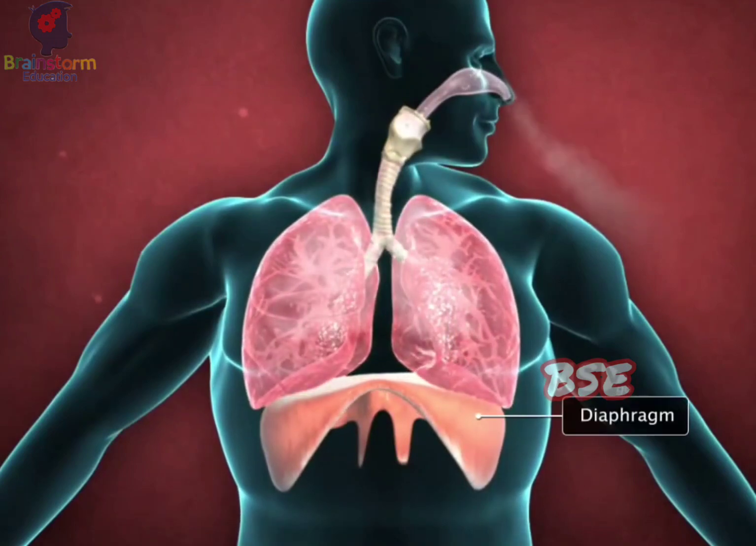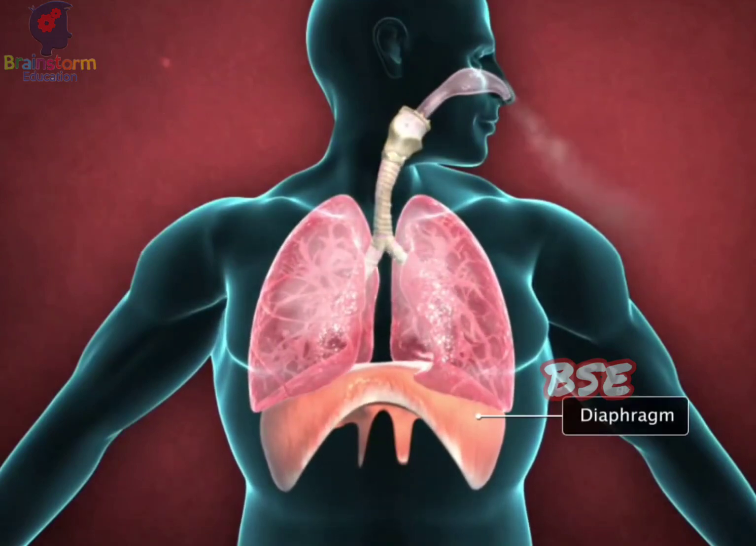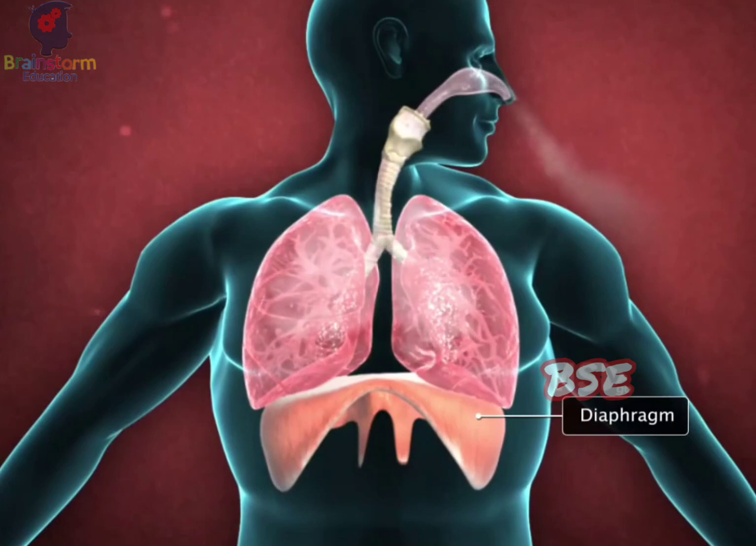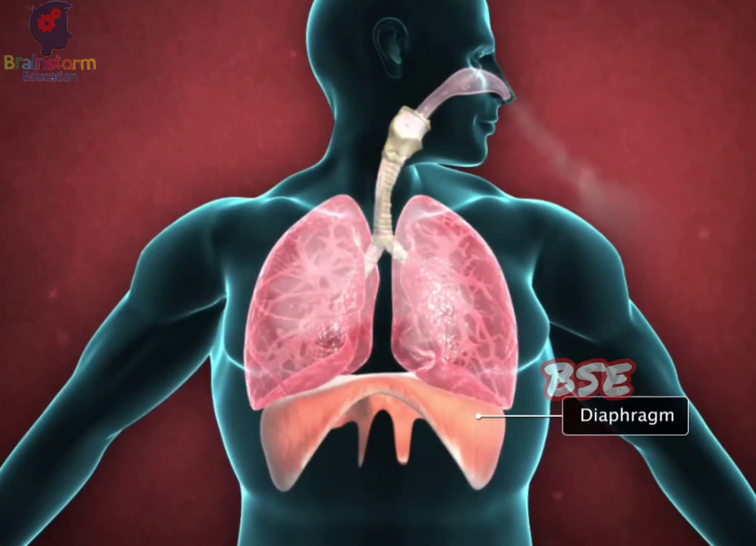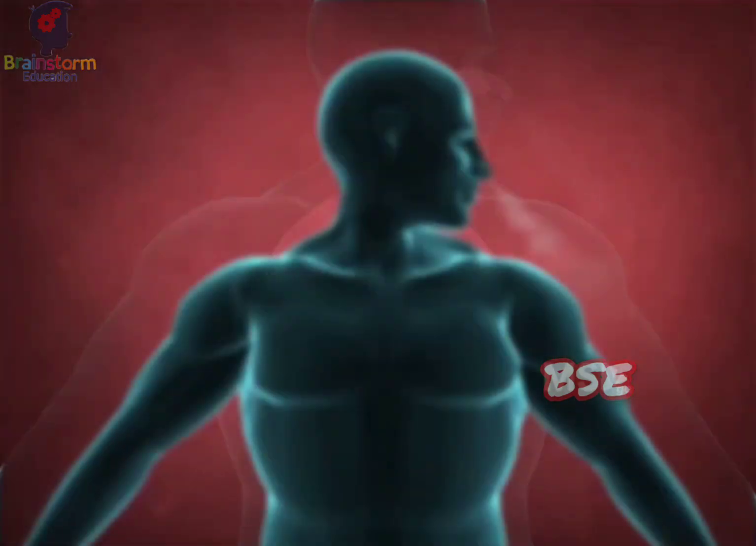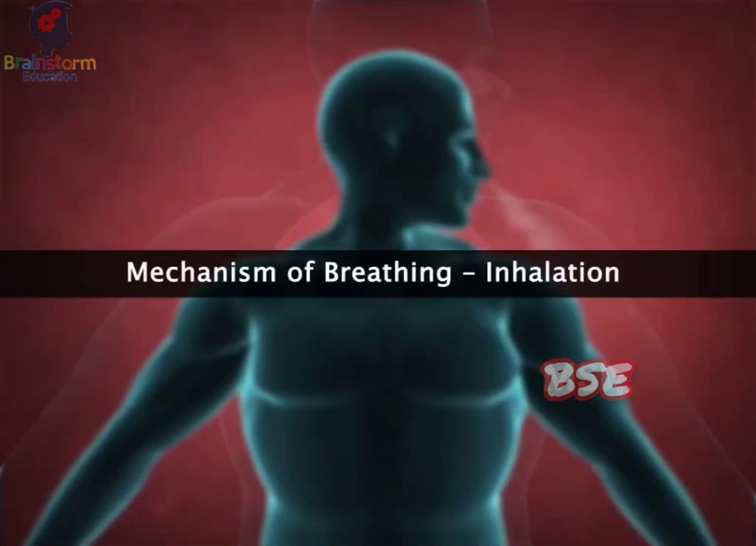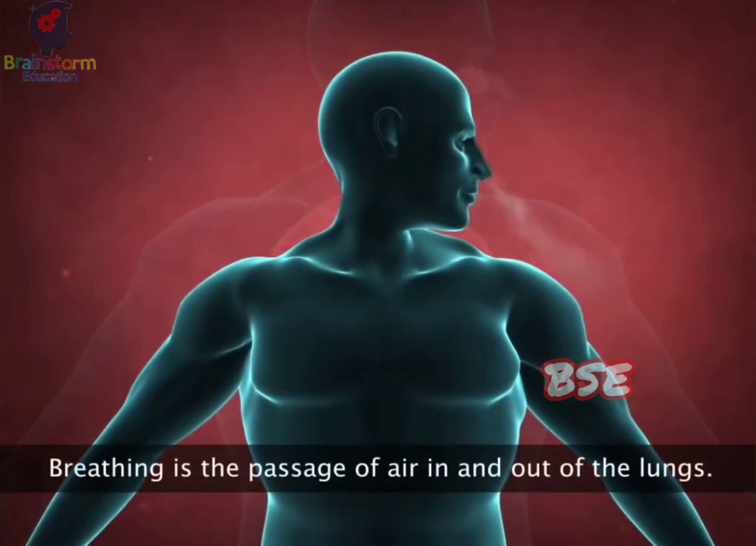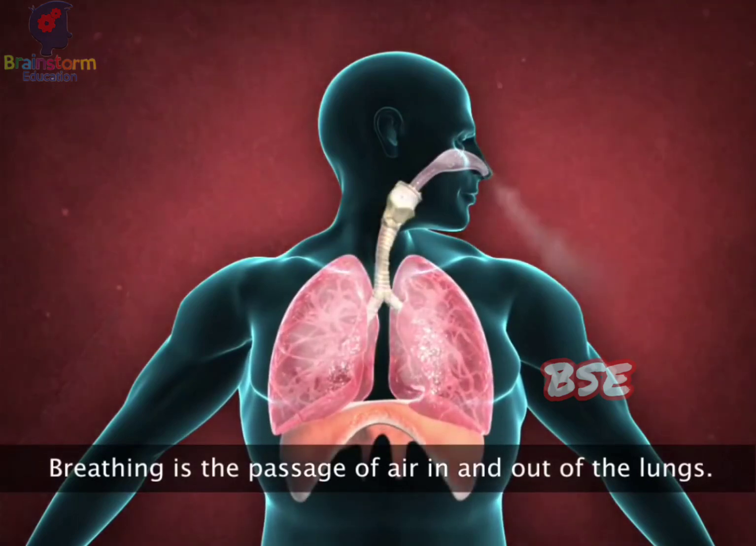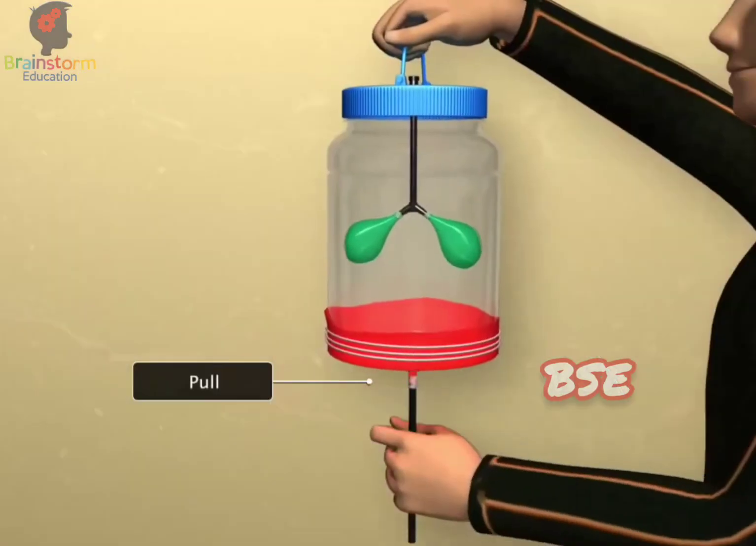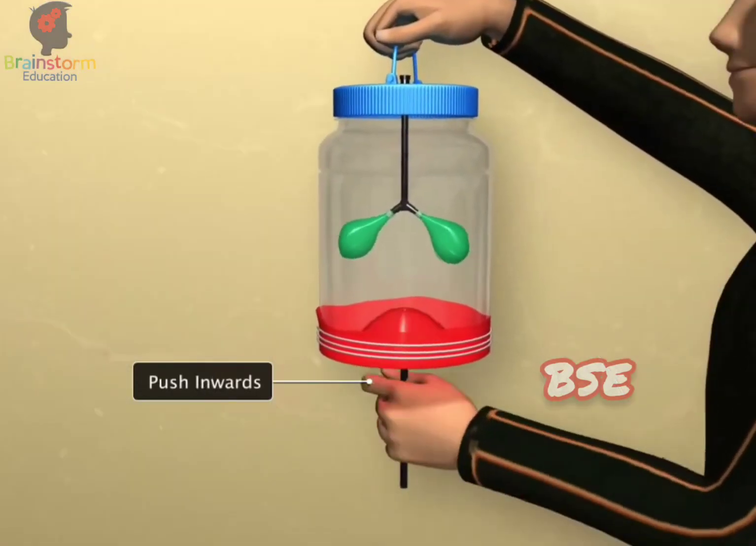The diaphragm is at the bottom of the rib cage. It is a muscular wall that separates the chest cavity from the abdominal cavity. Breathing is the mechanical process which results in the passage of air in and out of the lungs. Let's learn how our respiratory system carries out the process of breathing. Before that, observe this experiment.